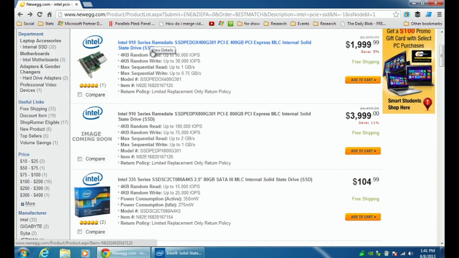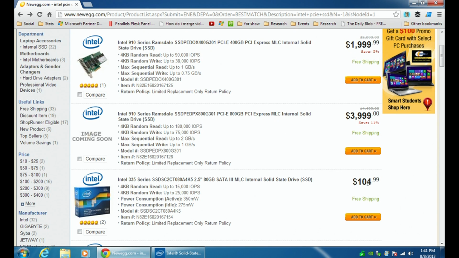But if we go up here to these PCI Express solid state drives, we can see this one up here is $2,000 and this other one is $4,000 for an 800 gig drive. Wow, that's expensive. But when we see that price, then we have to start looking at the performance difference between these drives.